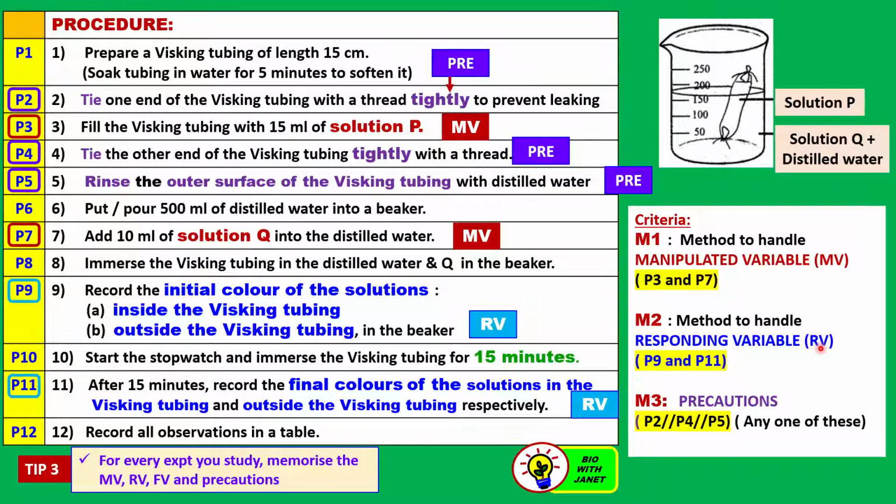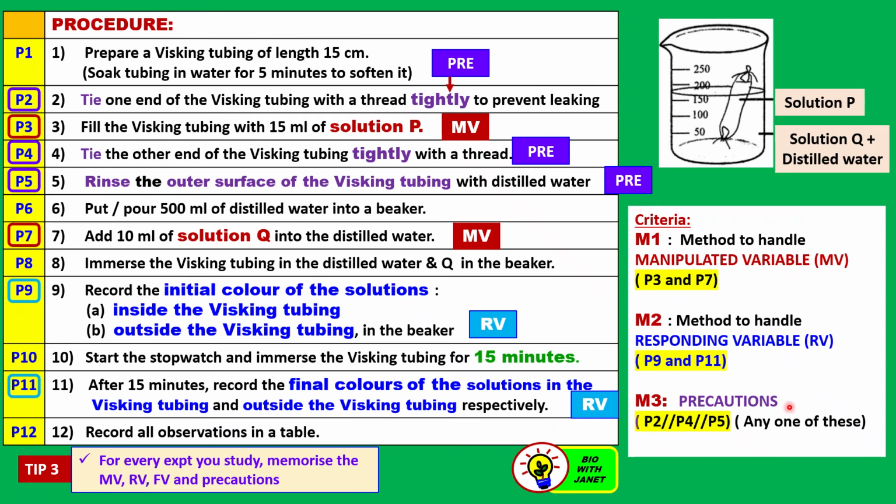Now, then the second mark, M2 or P2, is the method to handle the responding variable. Okay. So that is the RV. Now, which of your statements here talk about that? Is P9 and P11. Record the initial color of the solutions in A and B, and then the final colors. Okay. So you need two statements, P9 and P11, to get 1 mark. Okay, when you talk about recording the initial and then the final colors.